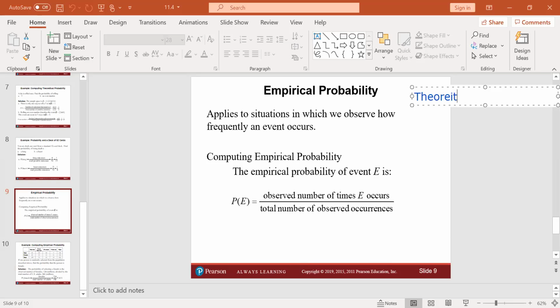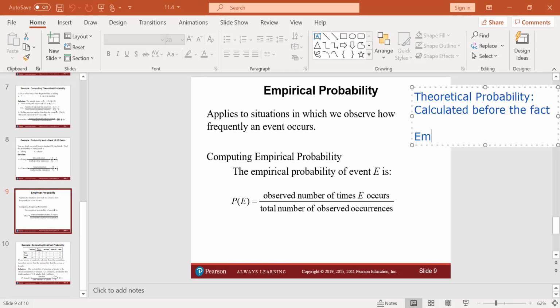So theoretical probability is calculated before the fact. It's called a priori if you want some fancy little, I think it's Latin terms to use to make yourself feel like an academic.